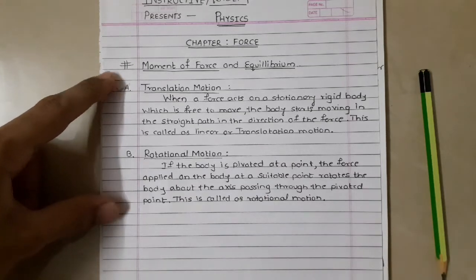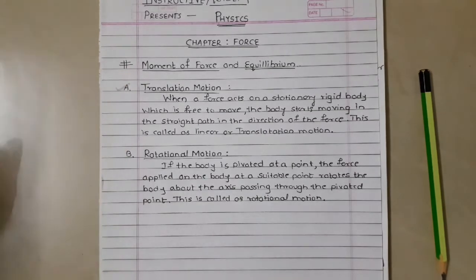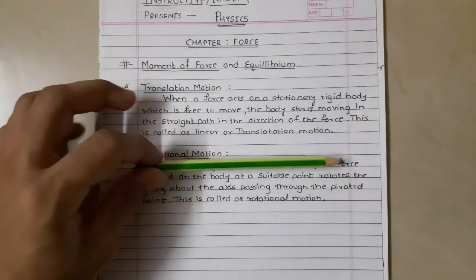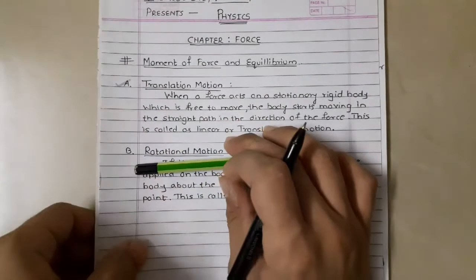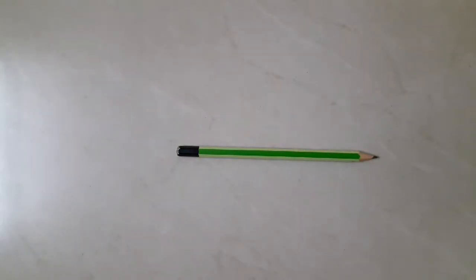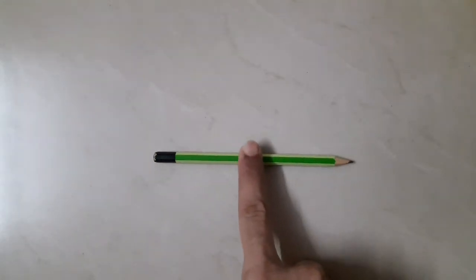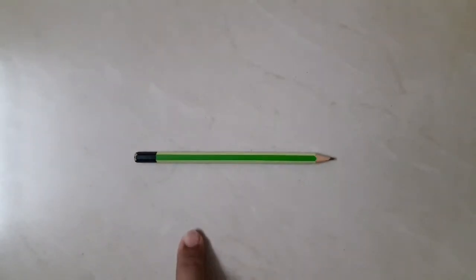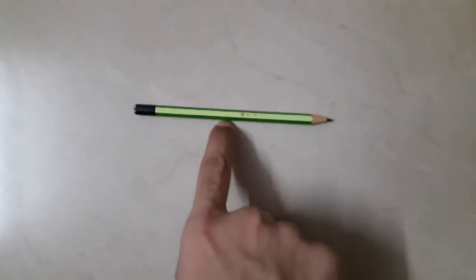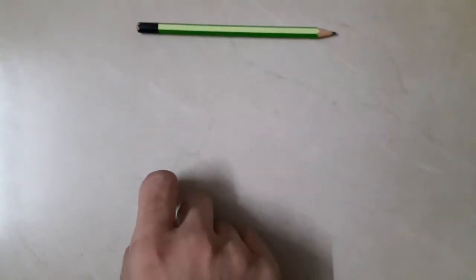So students, let me explain this topic also with an example. Let's consider this pencil for the example. Imagine this as a stationary object. We used this object for the translation motion example also. We applied a force in this position, and the pencil moved further.